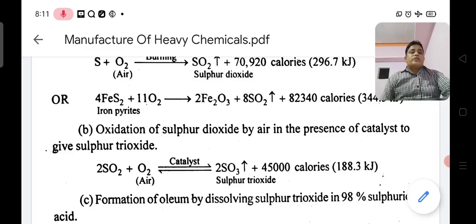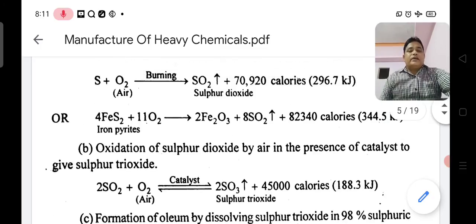This process was developed by the scientist Phillips in 1831, and it involves 4 steps. The first step is the preparation of sulfur dioxide by burning high grade sulfur or iron pyrites. The second step is oxidation of sulfur dioxide by air in presence of a catalyst. The third step is formation of oleum, and the fourth step is preparation of sulfuric acid. At first we will see these 4 steps one by one.